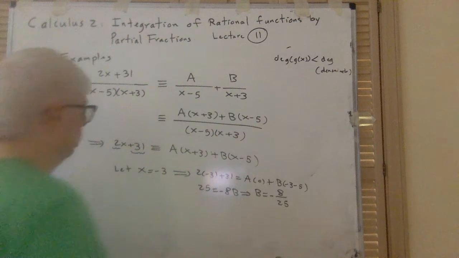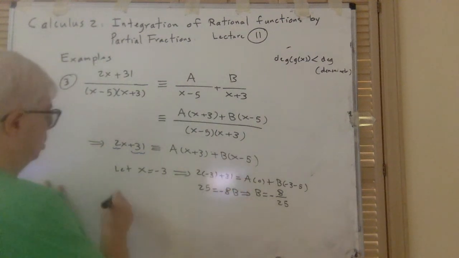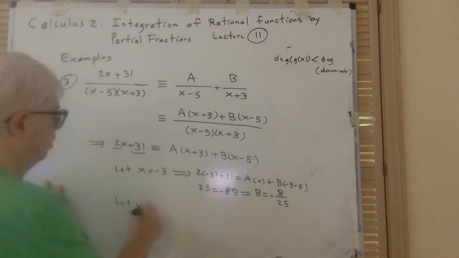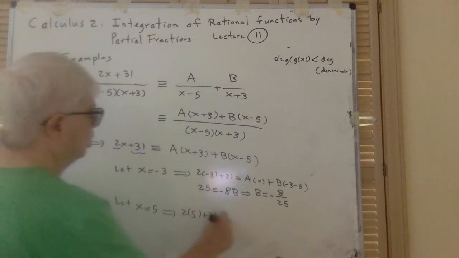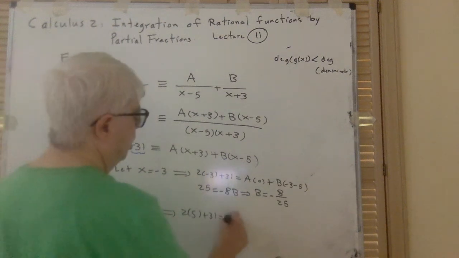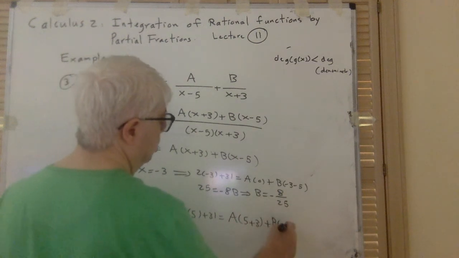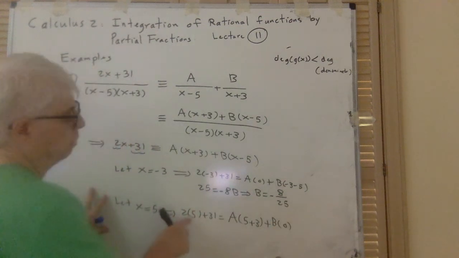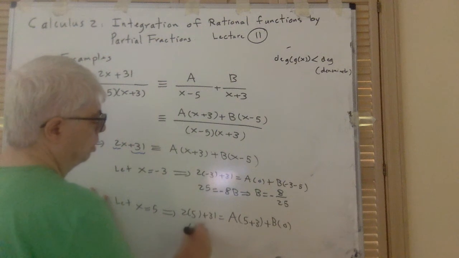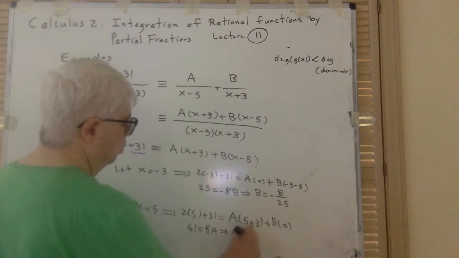So I found b. Now let x be 5, so make this one 0. So let x be 5, then I have 2 times 5 plus 31 equals a times 5 plus 3 plus b times 0. So this side I have 10 plus 31, that is 41, equals 8a. So a is 41 over 8. Let me double check.